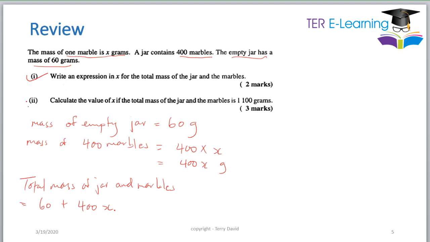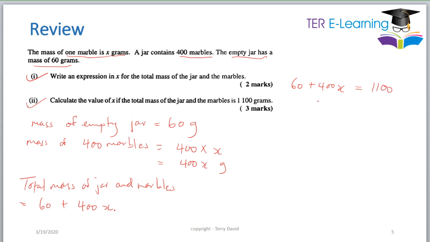The second part, part 2, they want us to calculate the value of x if the total mass of the jar and the marbles is 1100 grams. So we know that the total mass is 60 plus 400x, and they're also telling us that that is equal to 1100. So they want to know what is the value of x. So what we have here is a simple equation that we need to solve.